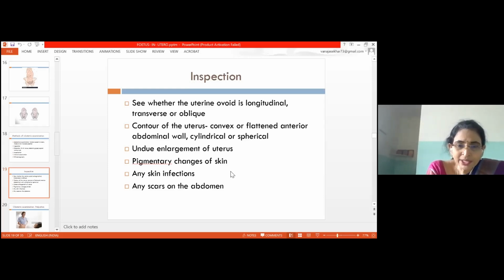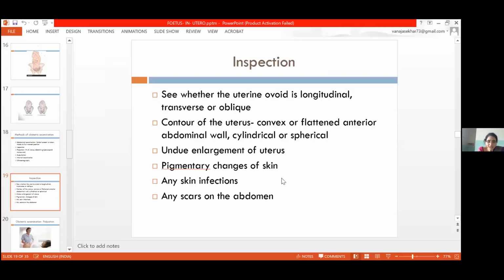So the pigmentary changes which are present on the skin, that is linea nigra or any changes like stria gravidarum, should be mentioned. And if there are any infections like fungal infections or any other infections, they also should be mentioned. And any scars on the abdomen like a Pfannenstiel or a subumbilical midline scar should be recorded in the case sheet.